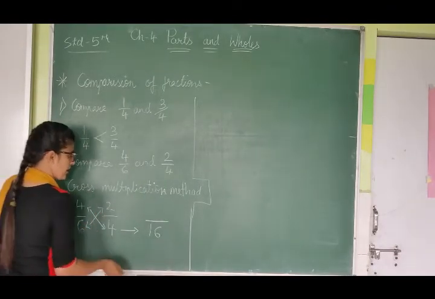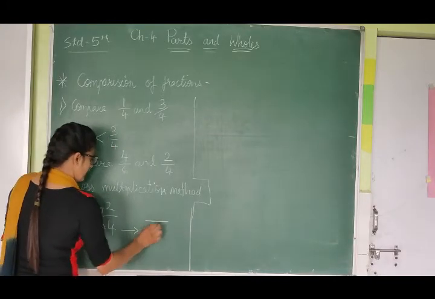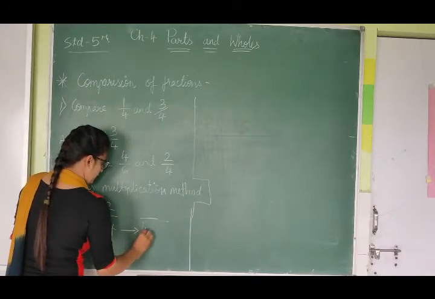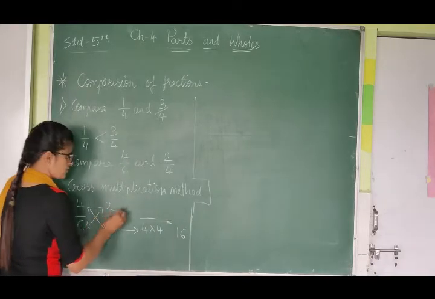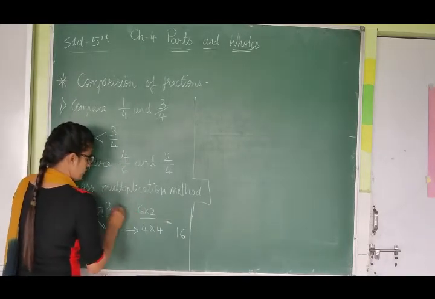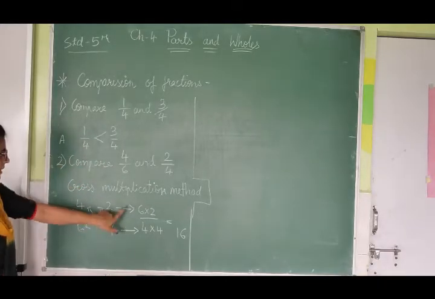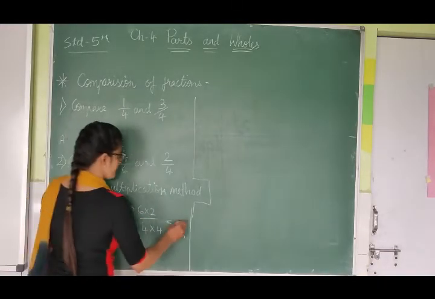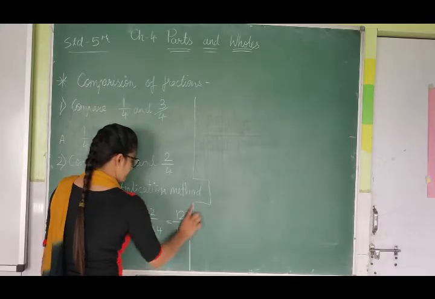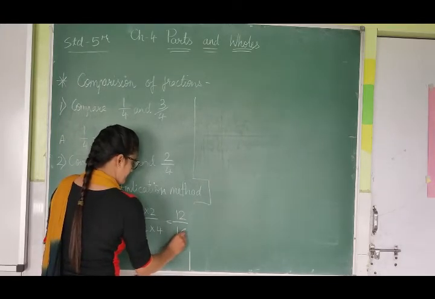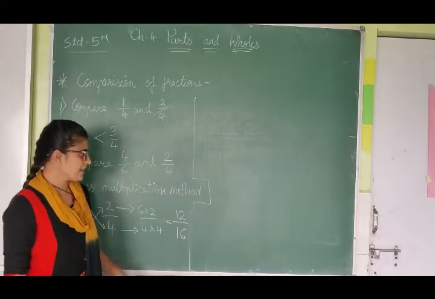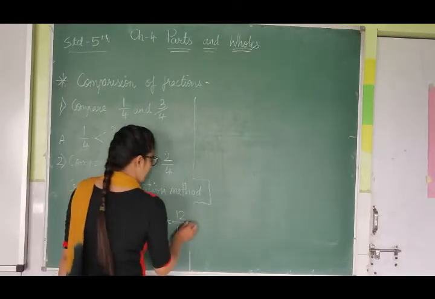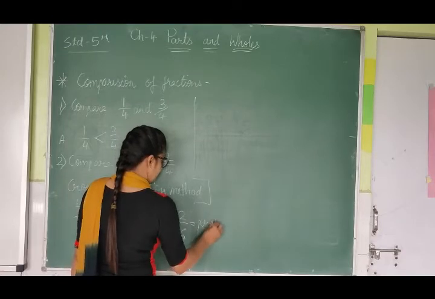So 6 2s are... 4 into 4 means 16, and 6 2s means 6 multiplied by 2. So it will be 6 2s are 12. Now here you can see we have got 12 by 16, which is a proper fraction.